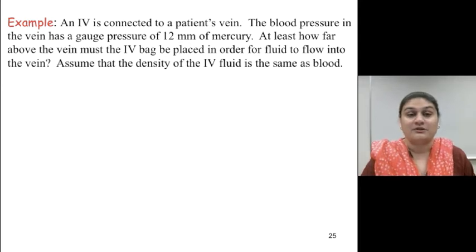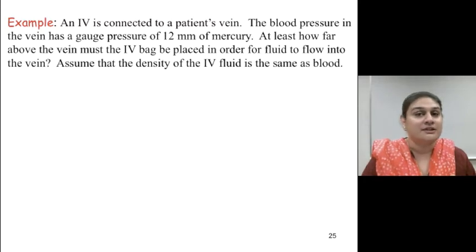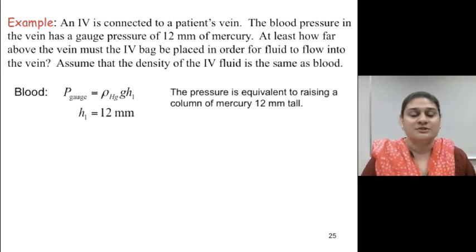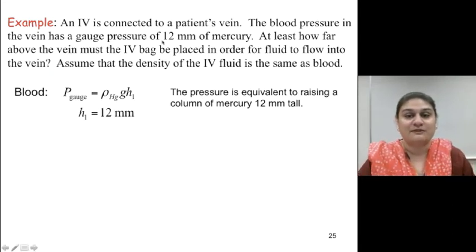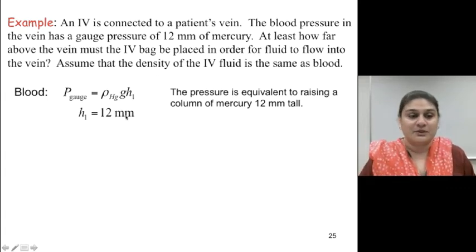Okay, so how do we solve this? What are we looking for? We are looking for how far above the vein the IV bag must be placed in order for the fluid to flow into the vein. To do that, first let's calculate the pressure of the blood. It is rho g h, and the gauge pressure is given to be 12 mm of mercury. That means h1 is going to be 12 mm.